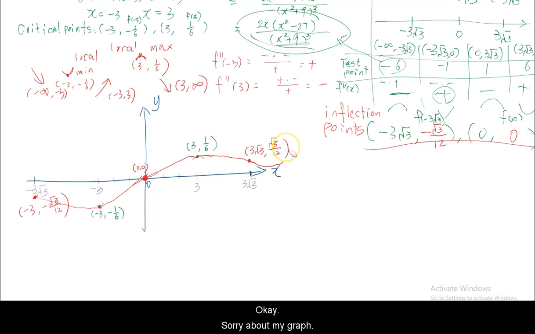Okay, sorry about my graph. Looks like there's another part, so it should be concave down here, kind of like this, and over here it's concave up without having another local minimum. Okay, this is how the graph will look roughly.